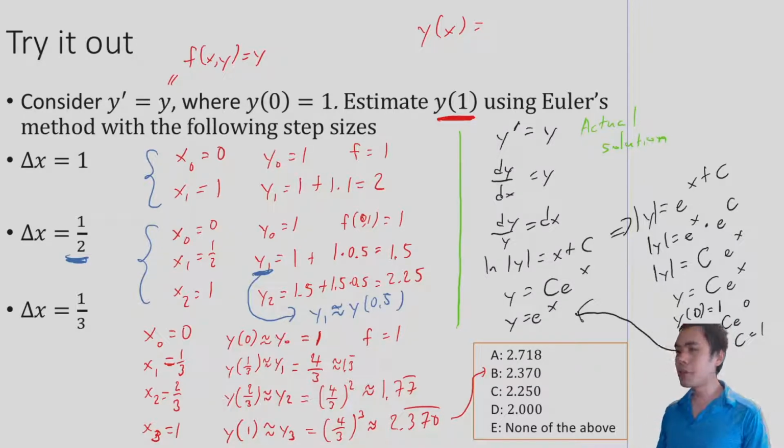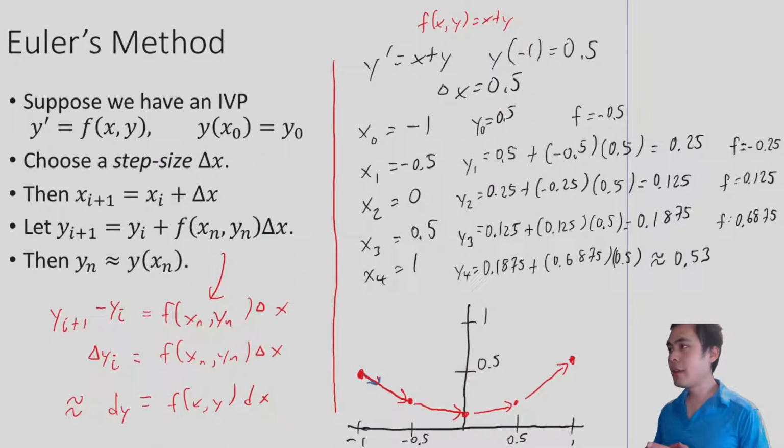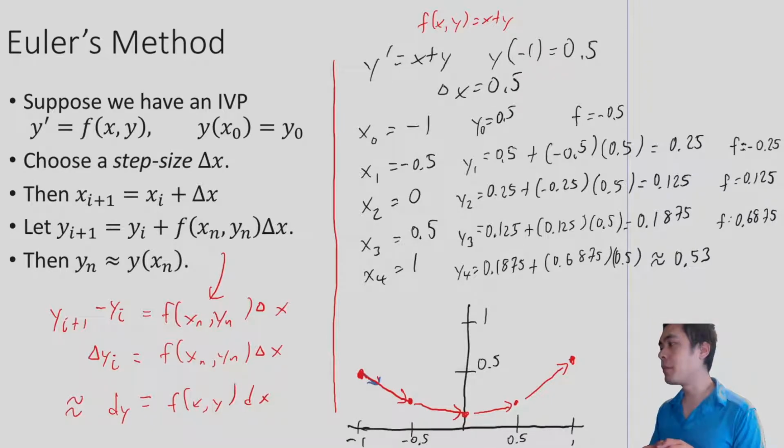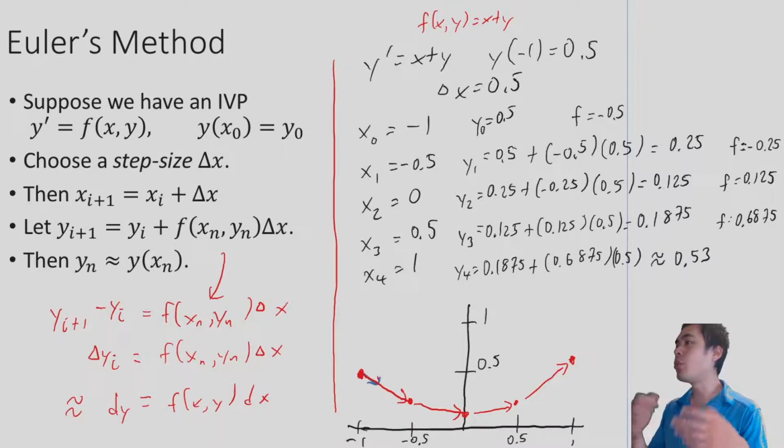Okay, does everyone sort of understand what's going on? You have some algorithm here for Euler's method, and what you're doing is just taking little steps. You're taking lots of little steps until your x value gets to whatever value you're looking for. Once your x value gets there, then the y value at that point is approximately your answer.